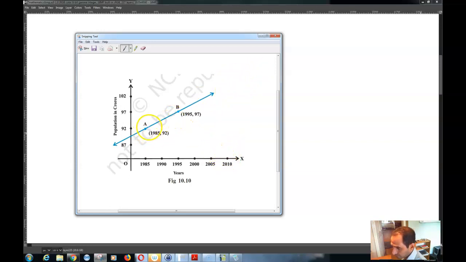So if, for example, you have these 2 points on the line, which is 1985, for example, 92, and 1995, 97, this is 97 crore people, and this is 92 crore people in these 2 years. If the other point on this line is going to be collinear with these 2 points, you can easily calculate what the population is going to be in year 2010.